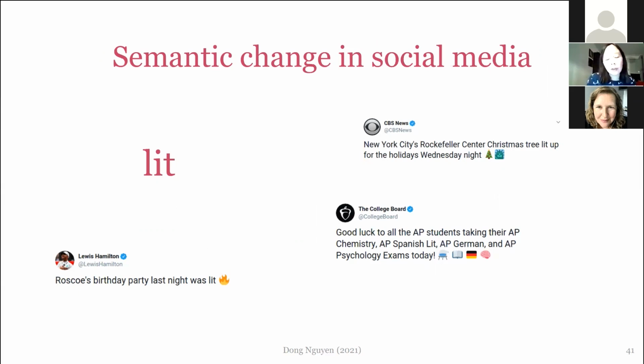Just to give you one example of a word that has changed is the word lit. You can think of lit as lighting up a Christmas tree or referring to literature. Nowadays, it's also acquired this meaning of exciting and awesome, right? And so you find all these different uses on Twitter as well.